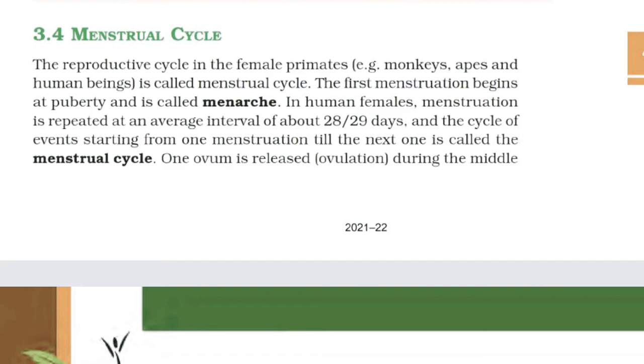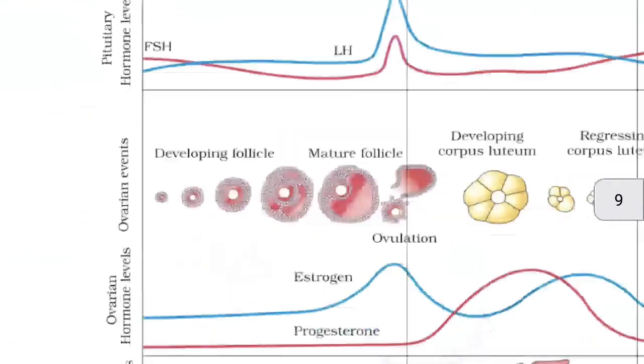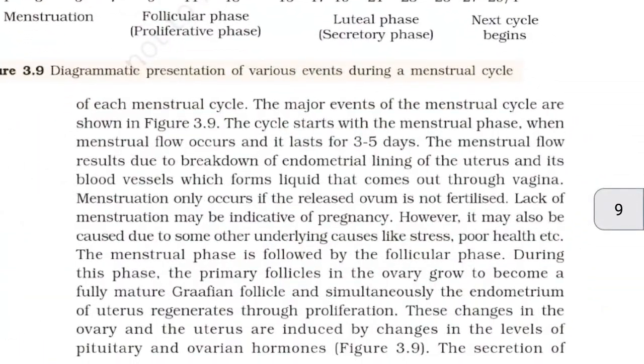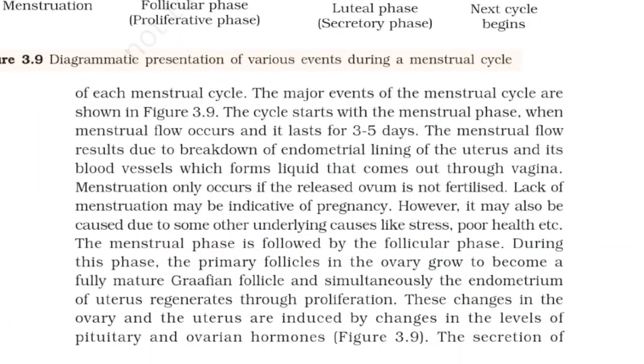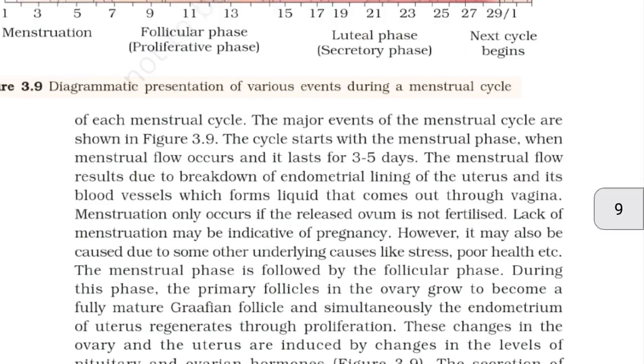One ovum is released with ovulation during the middle of its menstrual cycle. The major events of menstrual cycle are shown in figure 3.9.